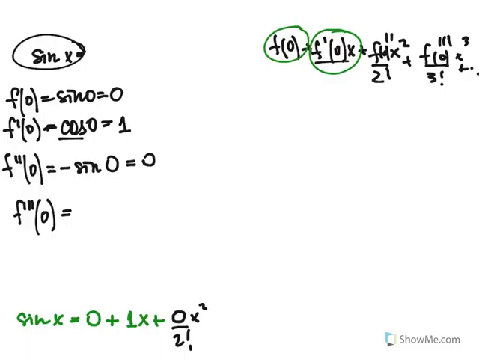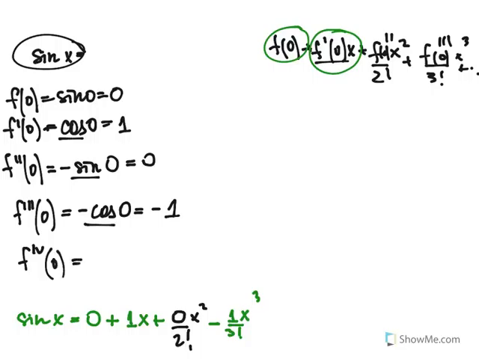Triple derivative. Derivative of sine is cosine, but you have the negative sign, so it's negative cosine. Plug in 0, you get negative 1. So that means the next term would be negative 1 x cubed over 3 factorial. Let's find one more, the fourth derivative. Derivative of cosine is negative sine, but you have a negative which disappears, and you just get sine of 0, which is 0. So that means you get plus 0 x to the fourth over 4 factorial.